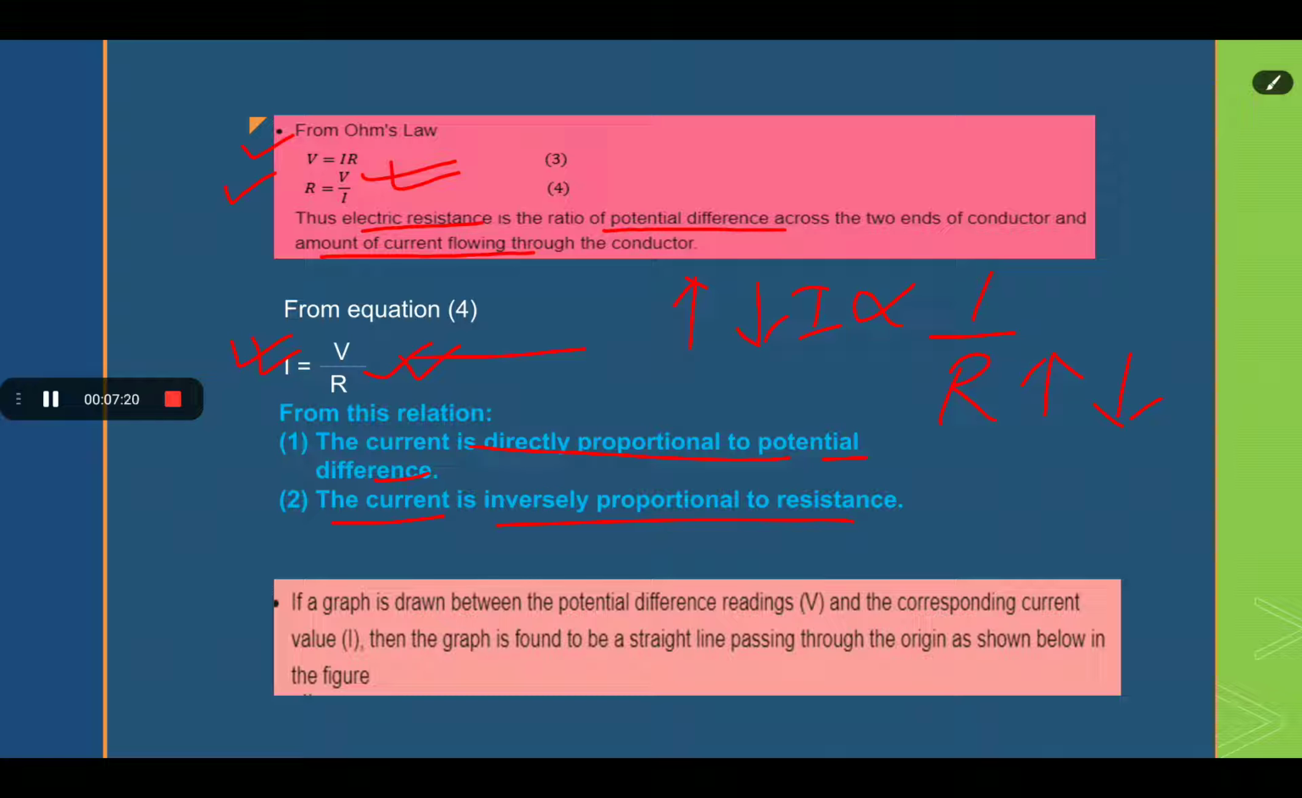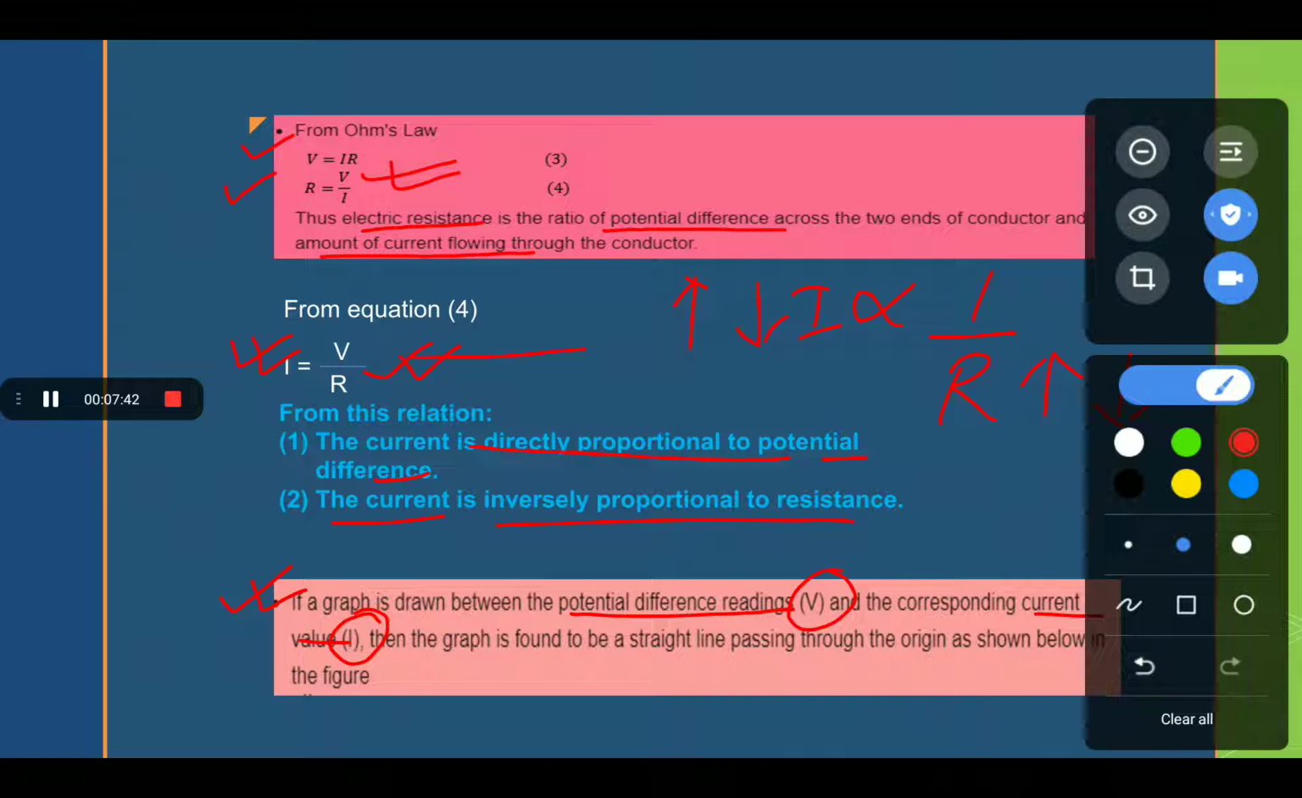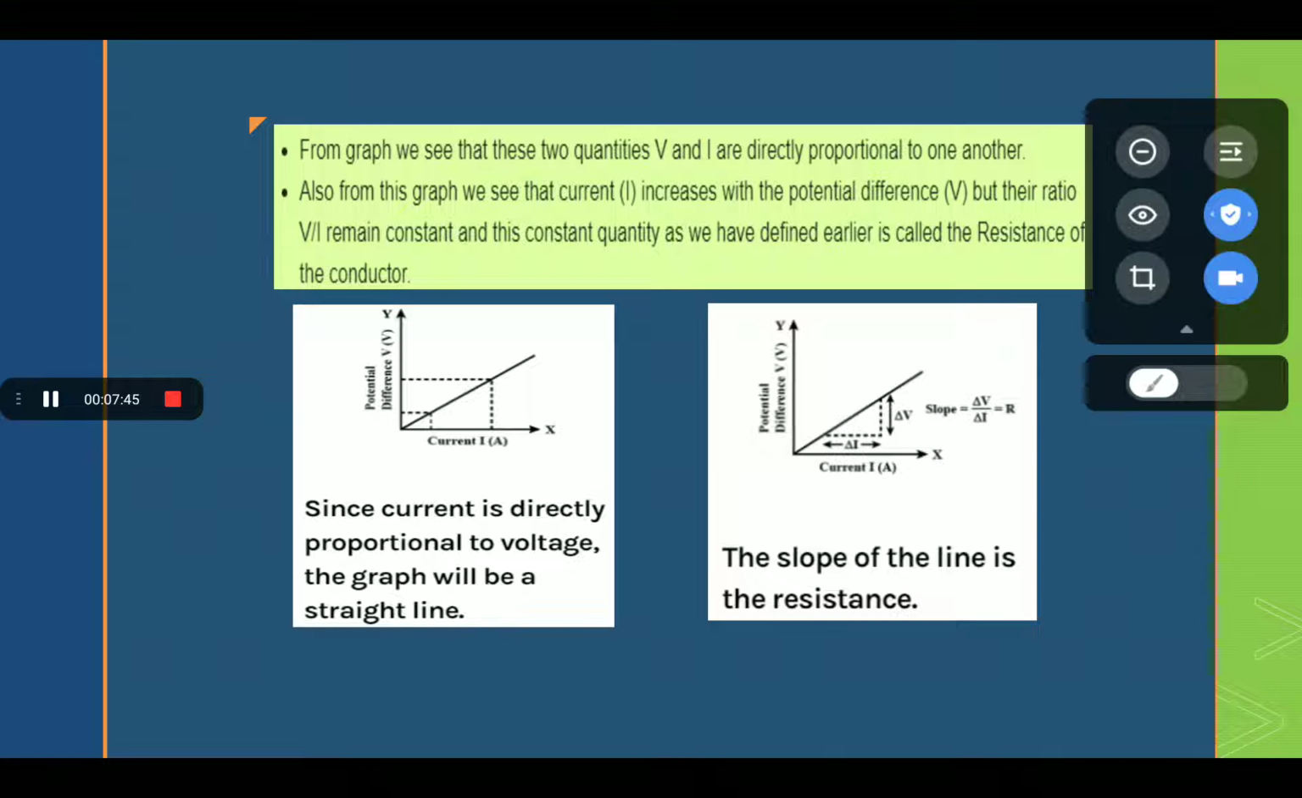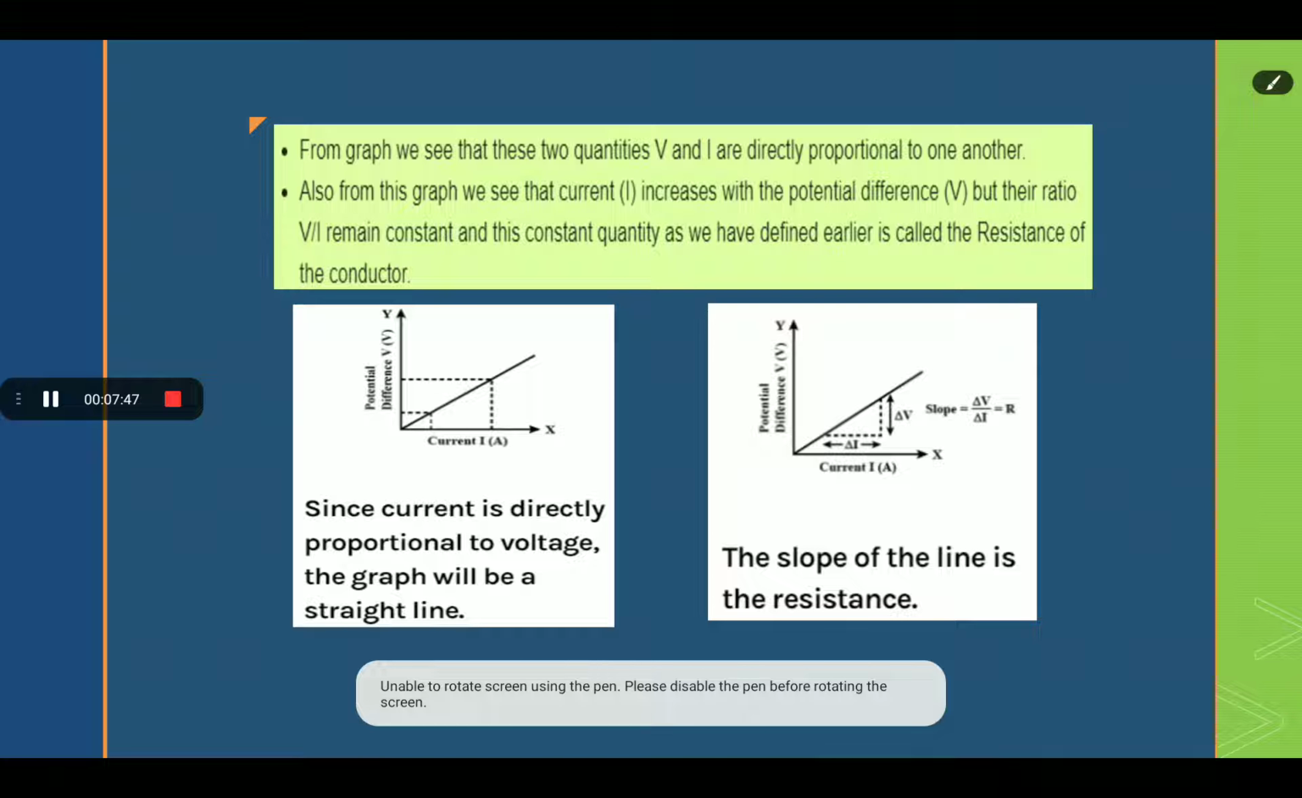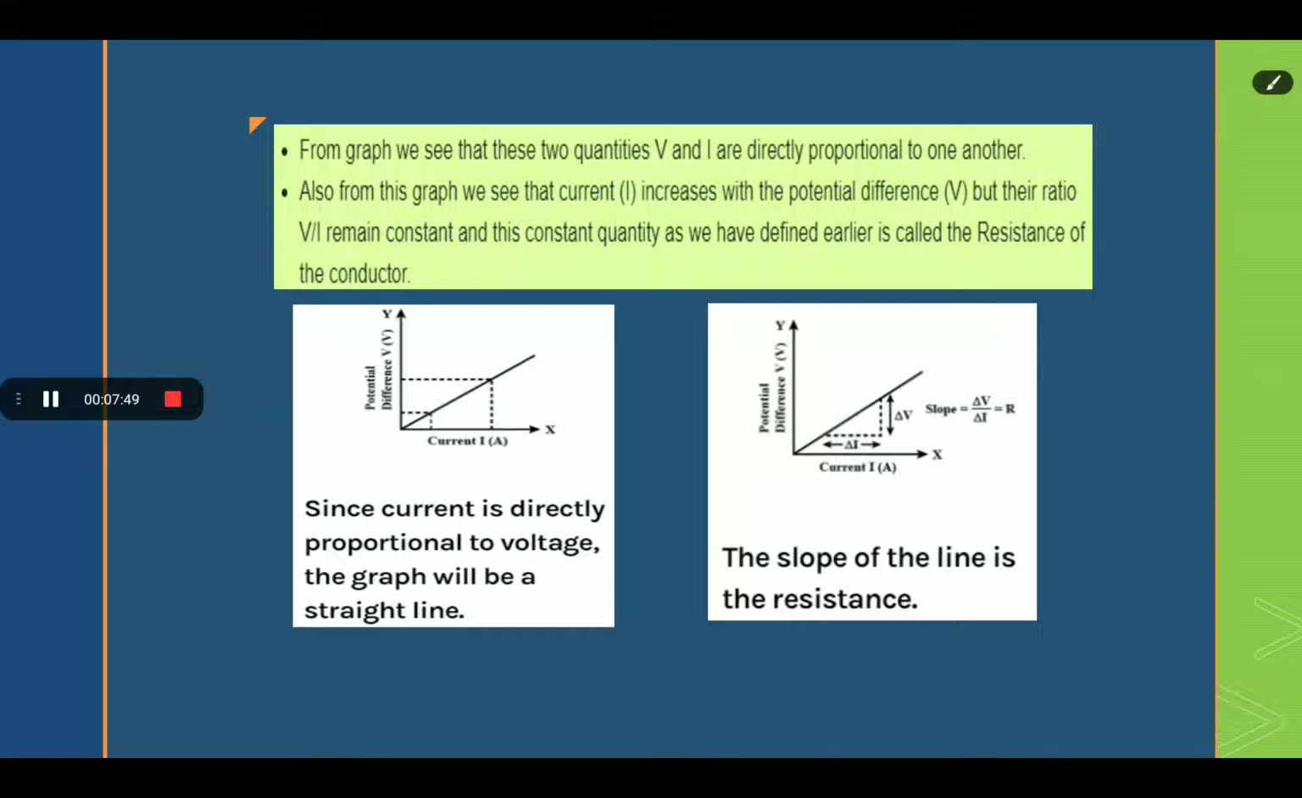So, this is the relation between current and resistance. Now, if a graph is drawn between the potential difference and the current, the graph is found to be a straight line passing through the origin, because both quantities, potential difference and current, are directly proportional to each other, as you can see in the next slide. From the graph, we see that the two quantities, potential difference and current, are directly proportional to one another.